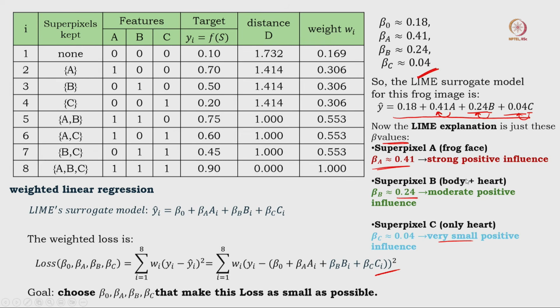This is how LIME works. It ultimately passes the values to a weighted linear regression, and the only difference here is that you are multiplying by the weights that we have calculated. The ultimate aim is to get the best coefficients, and these coefficients tell us which features are important. Here we have considered 3 superpixels: A has the strong influence, then a moderate influence, and a very low influence.